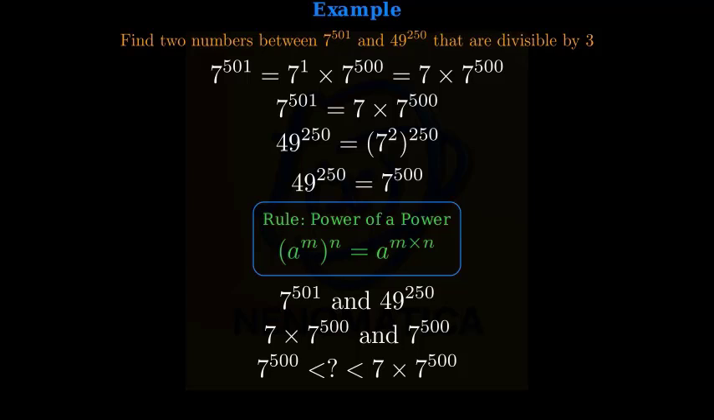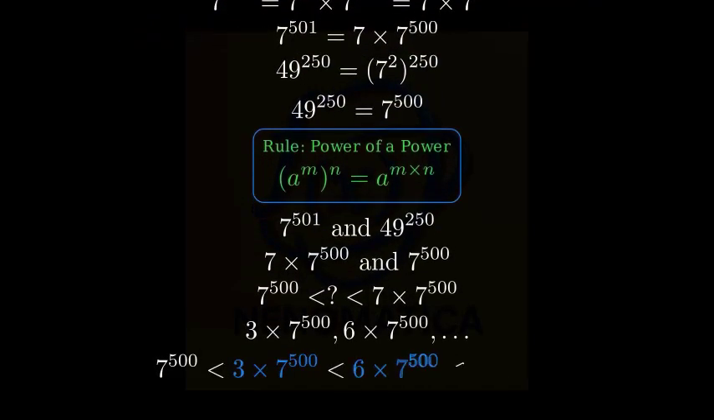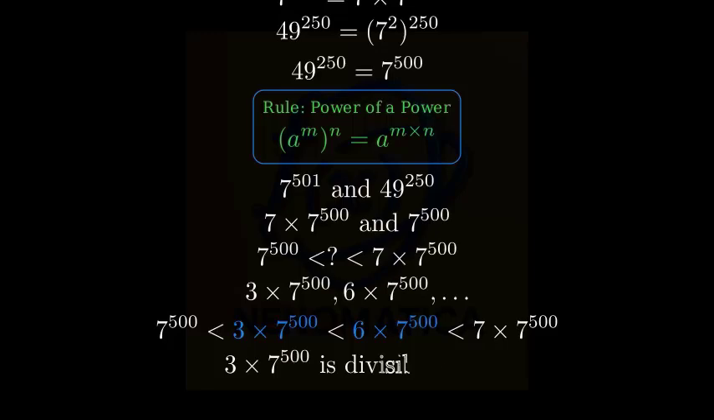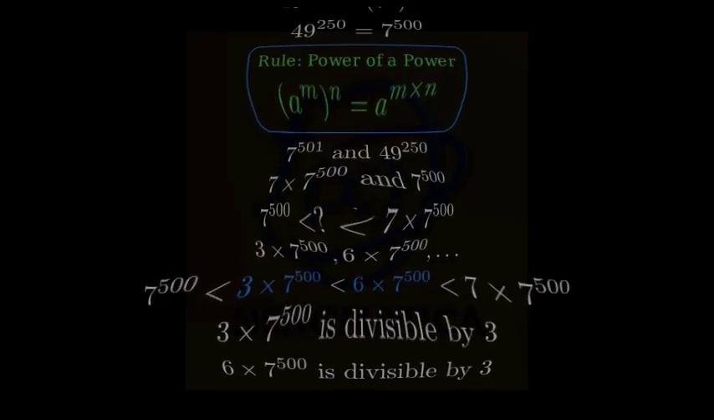Now, we need to check which of these are divisible by 3. For 3 times 7 to the power of 500, it's clearly divisible by 3 because 3 is a factor. Similarly, 6 times 7 to the power of 500 is also divisible by 3 because 6 is divisible by 3. Therefore, we have found two numbers between 7 to the power of 501 and 49 to the power of 250 that are divisible by 3.